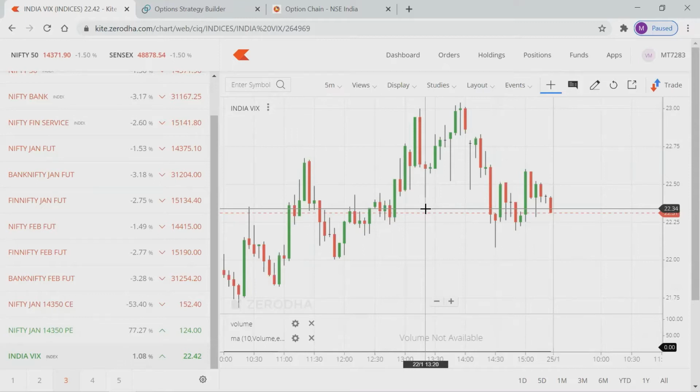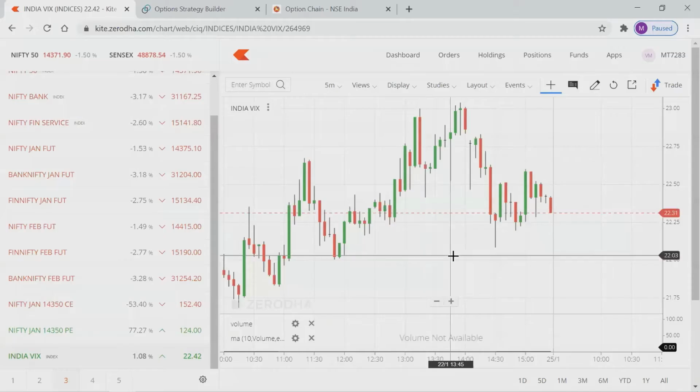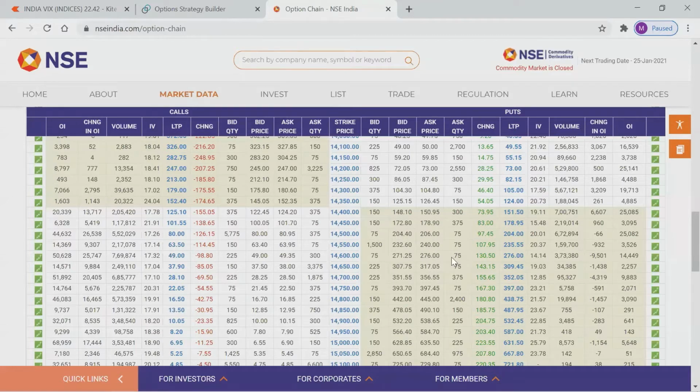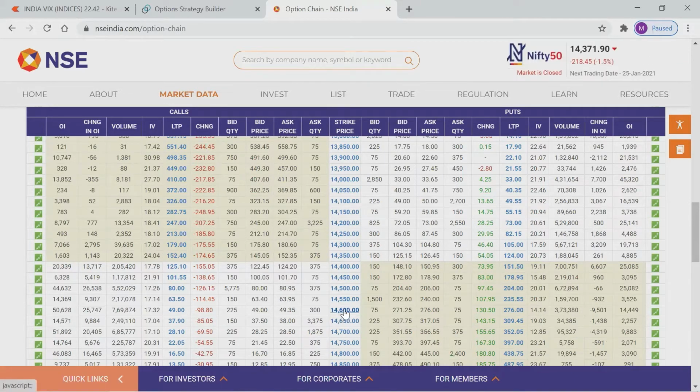And the third main thing is premiums. Premiums should be closer to each other. Coming to premiums, let's get on to option chain table. Here the premium is 73 for the strike which we have chosen, and here 14,600 is having 50 premium. You can short 63.5 premium, which is 14,550 as well. So they should be closer. They should be not very close, but they should be a little closer to each other.